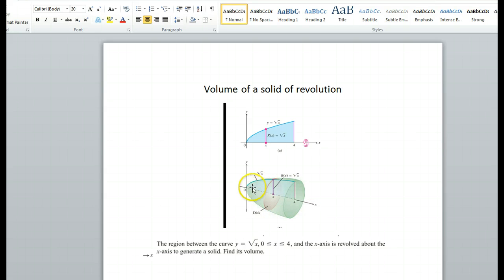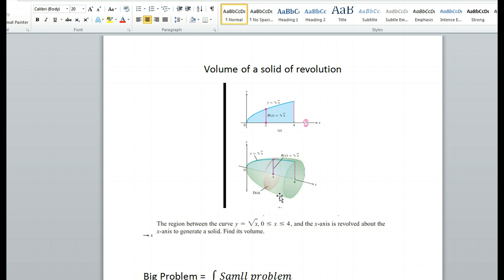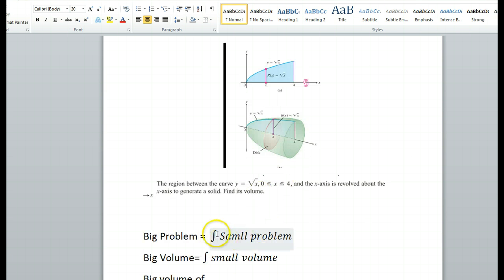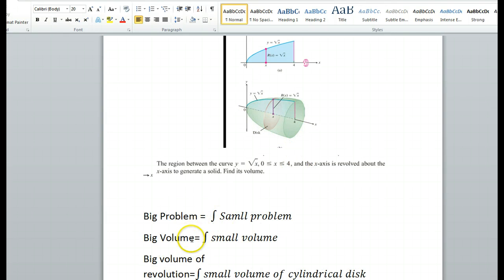All right. So now our target is, from knowledge of this curve, whether we can find the volume of this three-dimensional object, not the area but the volume. Okay. So once again we use the same principle. A big problem is the integral of the small problem, roughly speaking. So what's the big problem here? The big problem is to find the volume of this big object. So the big volume is a big problem.